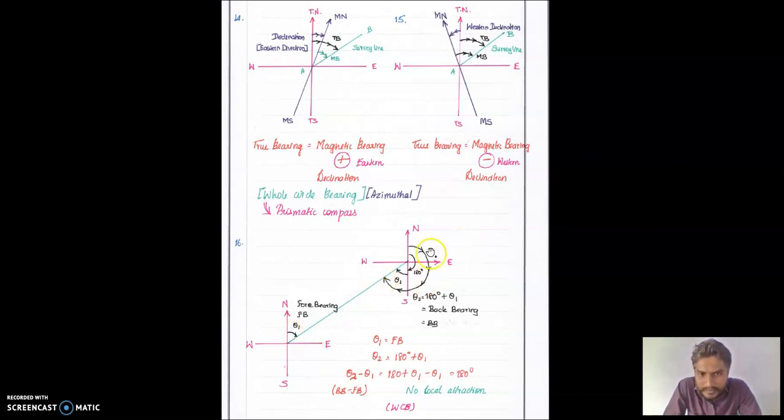See here theta 1. If you extend mathematically, this line is also theta 1. But with respect to north, this is 180 degree. Similarly, this also is theta 1. Hence, back bearing is nothing but 180 degree plus theta 1. So theta 1 is forebearing, theta 2 is 180 degree plus theta 1. So theta 2 minus theta 1 is equal to 180 degree. It means that there is no local attraction.